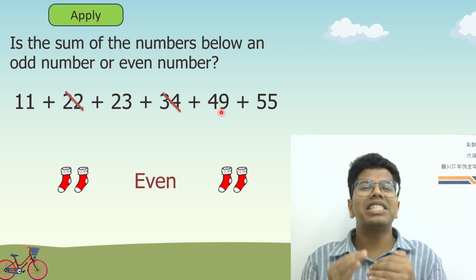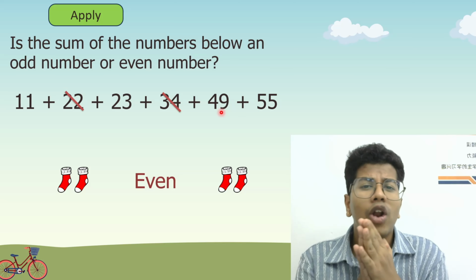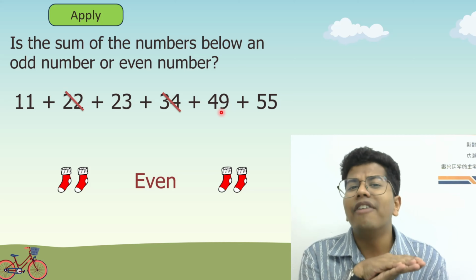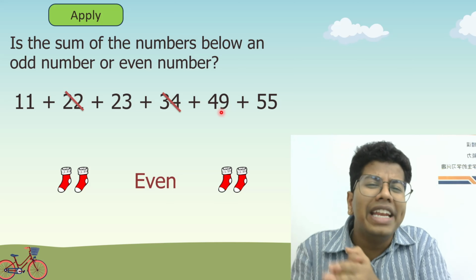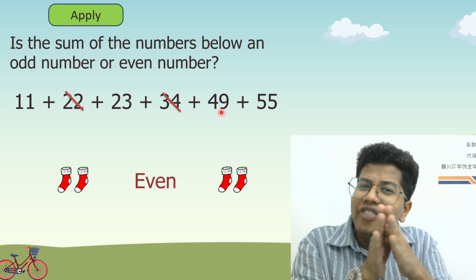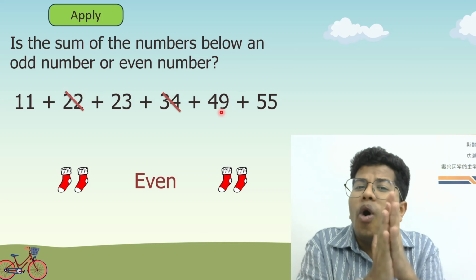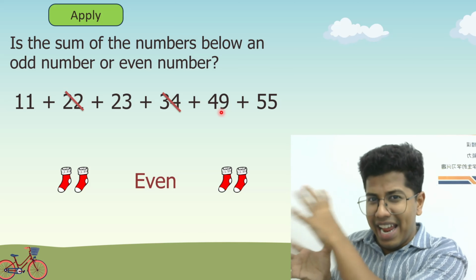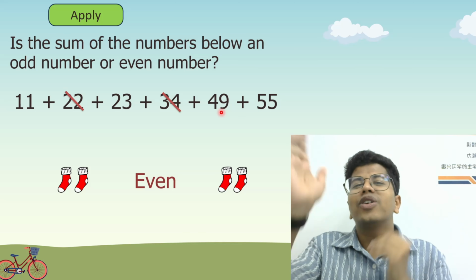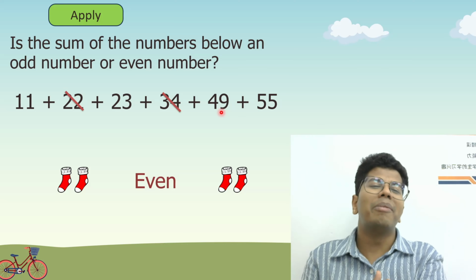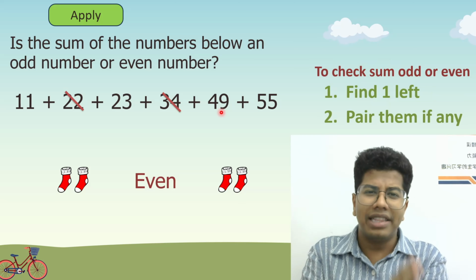So what we can understand is, if I want to check whether the sum is an odd number or an even number, I just have to find out how many one lefts there are. This means how many odd numbers there are. After finding all the one lefts, we can try to pair them up. If all the numbers can be paired like this, we can call it an even number. But if they can't be paired, we can call it an odd number. So let me summarize this. To check if a sum is odd or even, find one lefts and pair them if any.